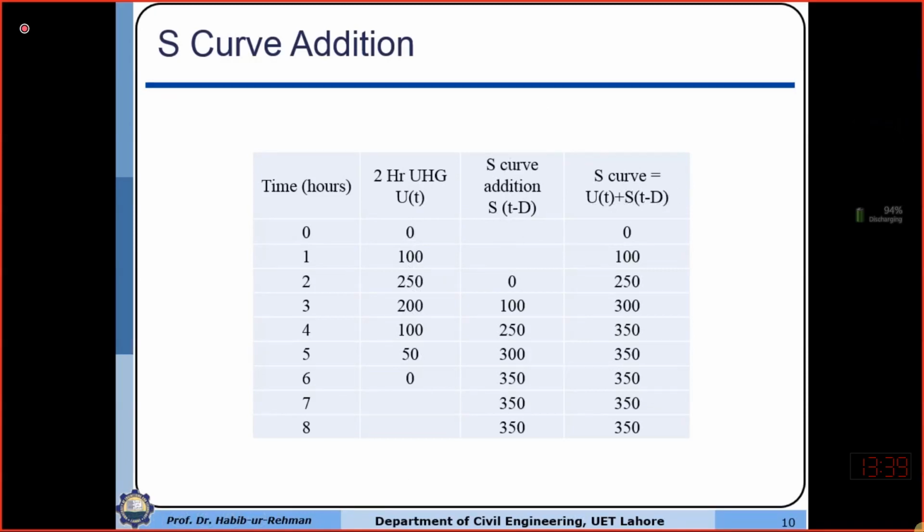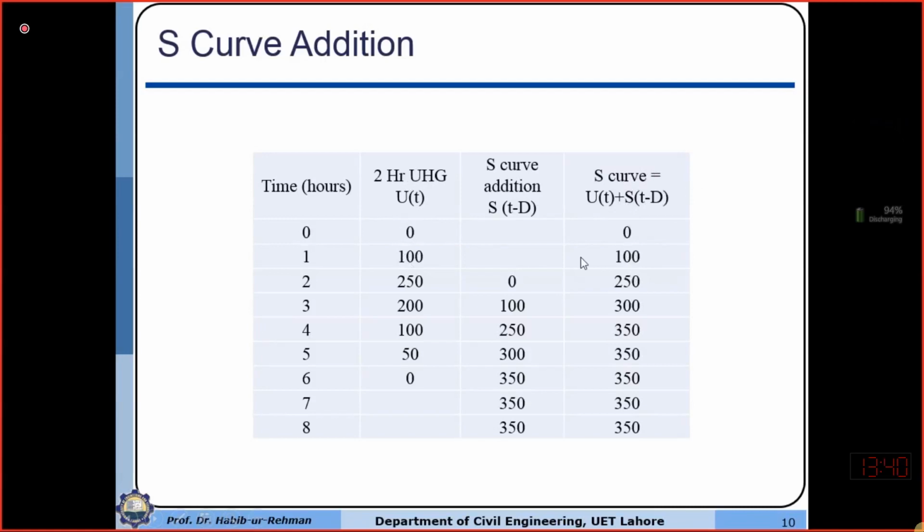Now, what is the first ordinate of the S curve? That is U_t plus S_(t minus d). U_t is 0, plus S_(t minus d). Here t is the time step, which is 0, and d is the duration of the given hydrograph, which is 2. So 0 minus 2 means S at minus 2, the S curve ordinate at time step minus 2, which does not exist, because the first existing ordinate of the S curve is S_0. So the first ordinate of the S curve is equal to the first ordinate of the unit hydrograph.